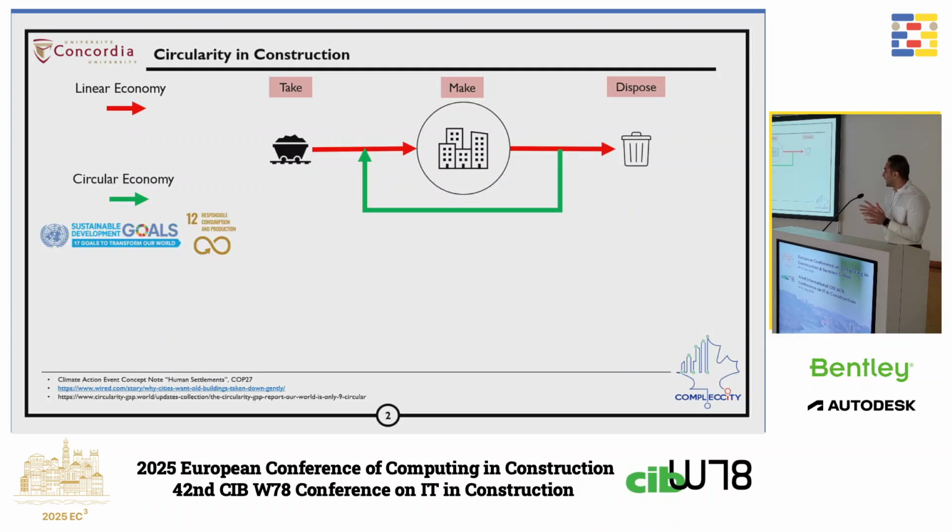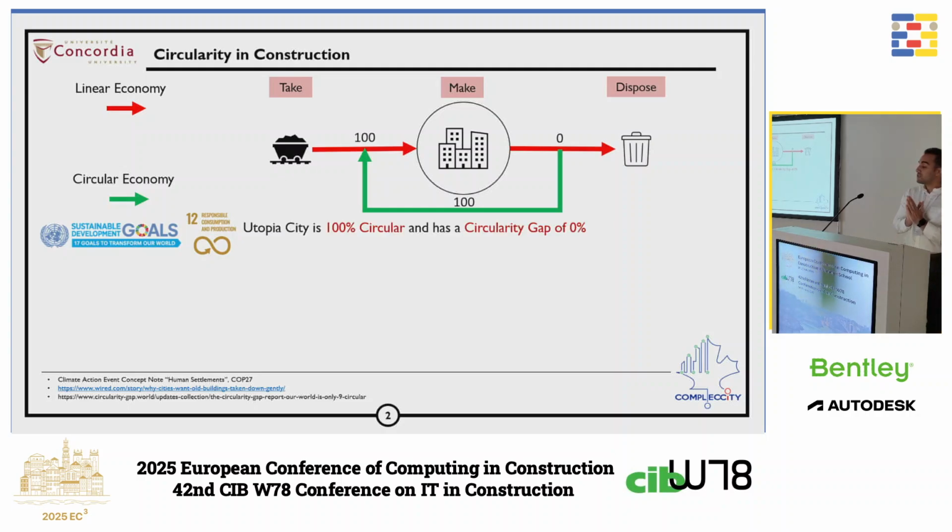This will affect two parts of this equation, the consumption part and the production part. And this is stated in SDG number 12, the Sustainable Development Goals. If we want to add some numbers to it, let's assume I need 100 units to make this city. And if I circulate back 100 units again to the built environment, that means I'm 100% circular. For sure, that's a utopian city. There is no such thing.